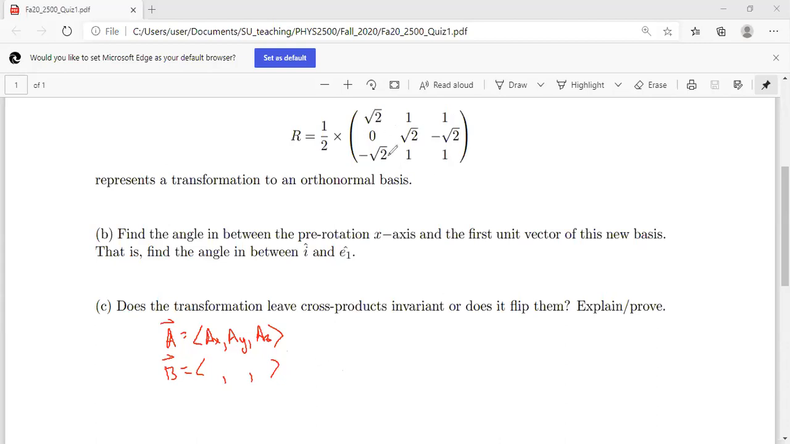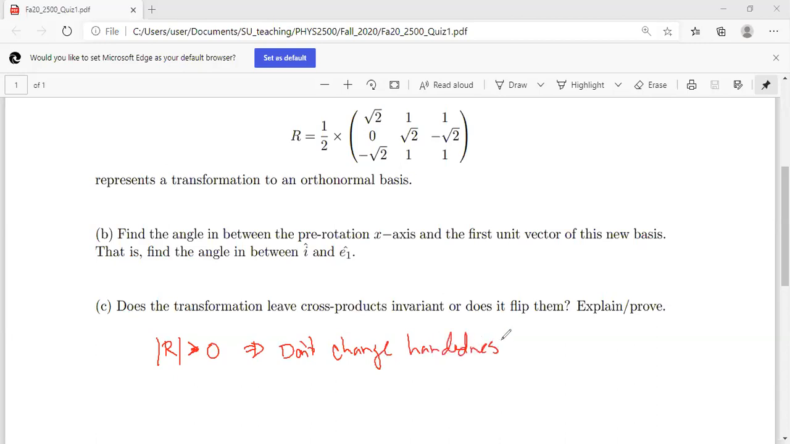What's the elegant way of determining whether or not we went from a left-handed or right-handed coordinate system to another left-handed or right-handed coordinate system, as per the homework? You can check to see whether the determinant of the rotation matrix is positive or negative. Exactly. So we can just take the determinant of this matrix, and if you do, it turns out to be positive. So that means we don't change handedness. Okay. And that's really what's going on.